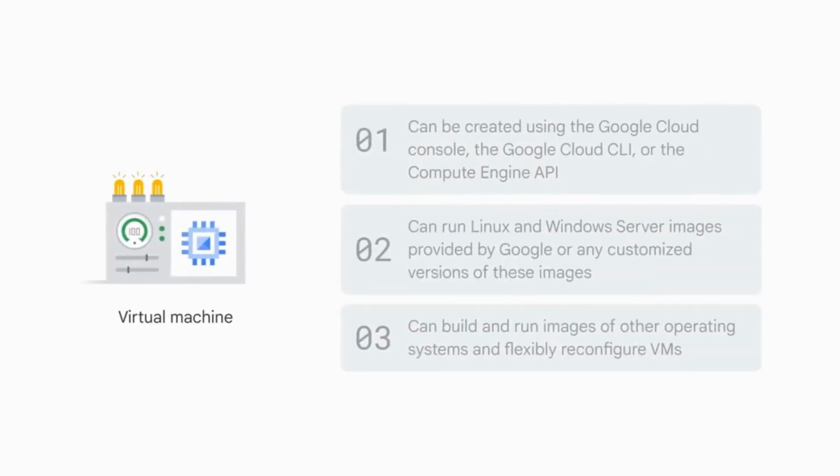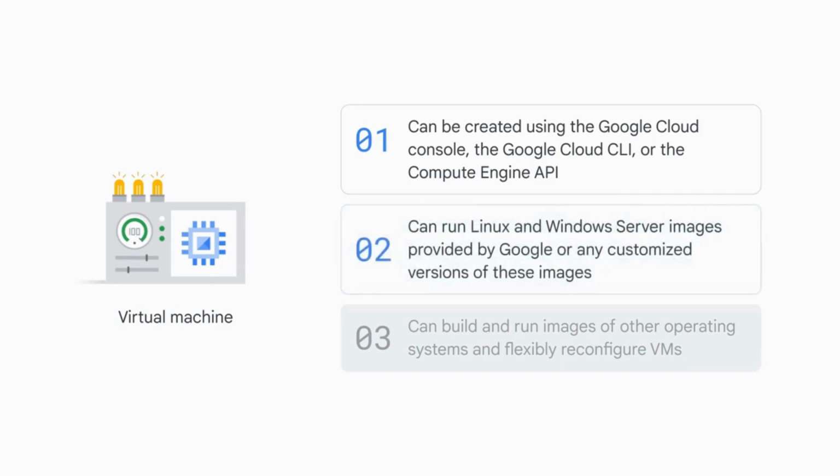A virtual machine instance can be created via the Google Cloud Console, which is a web-based tool to manage Google Cloud projects and resources, the Google Cloud CLI, or the Compute Engine API. The instance can run Linux and Windows Server images provided by Google, or any customized versions of these images. You can also build and run images of other operating systems and flexibly reconfigure virtual machines.